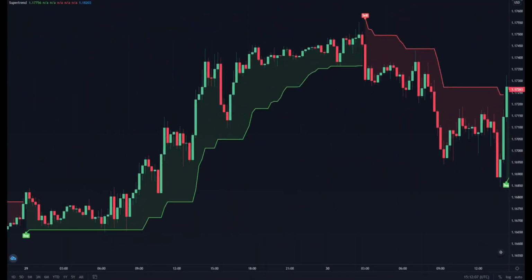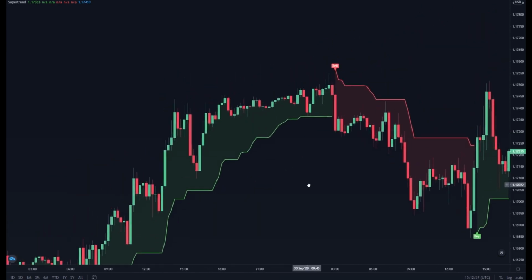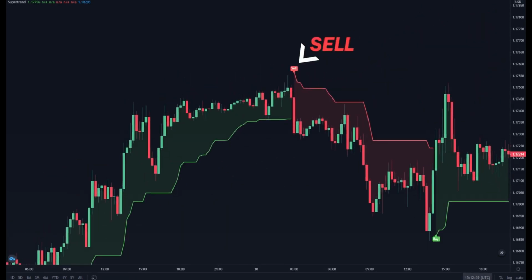So, if you open the super trend indicator, this is what it looks like. A single line that switches from green to red and vice versa. And how you use it is pretty self-explanatory. If the line turns green, that means you take a buy position. And if the line turns red, that means you close your previous buy position and open a new sell position.